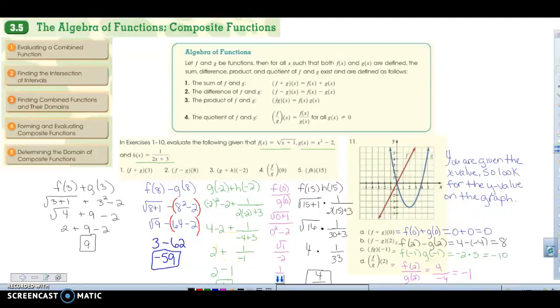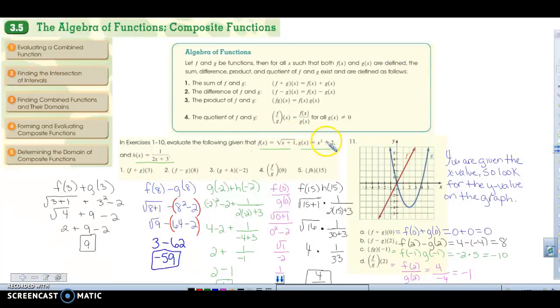Hello, today we look at the algebra of functions and composite functions. To begin, the algebra of functions involves adding, subtracting, multiplying, and dividing two functions. We will be asked to evaluate these functions for different input values. And so take a look here at the first example.